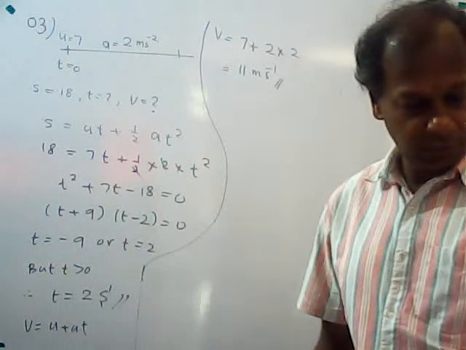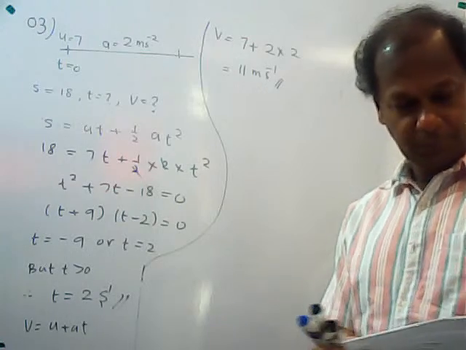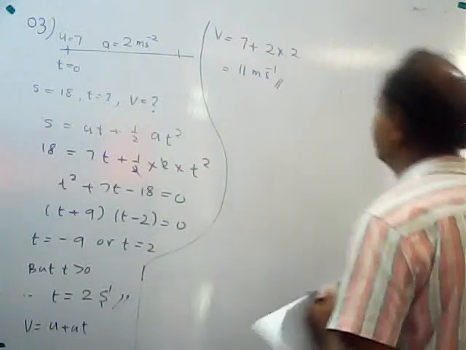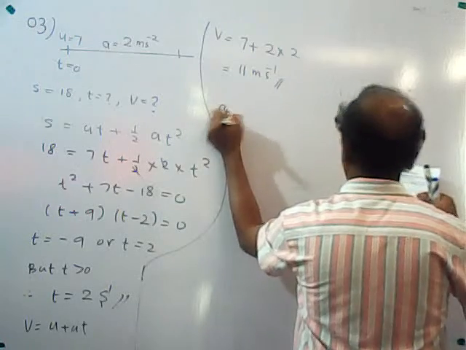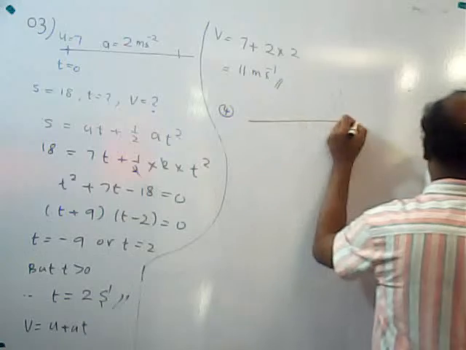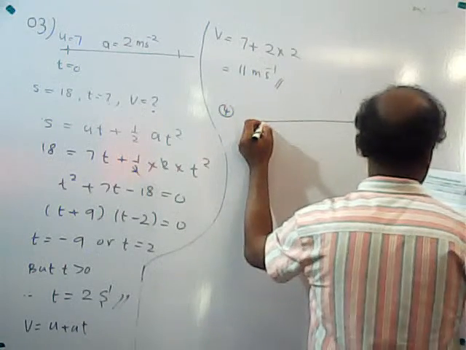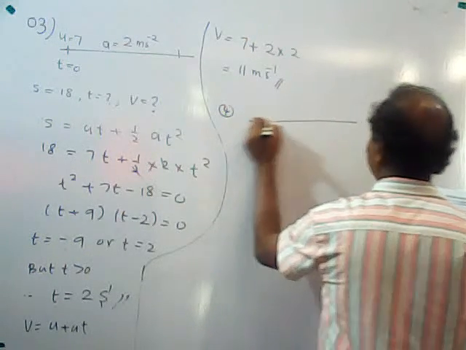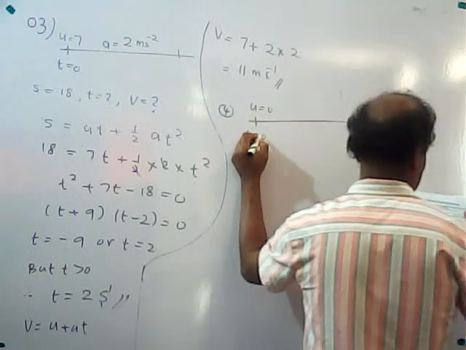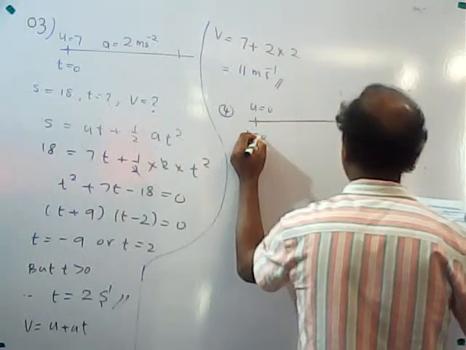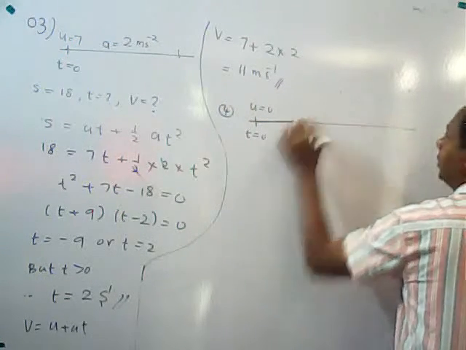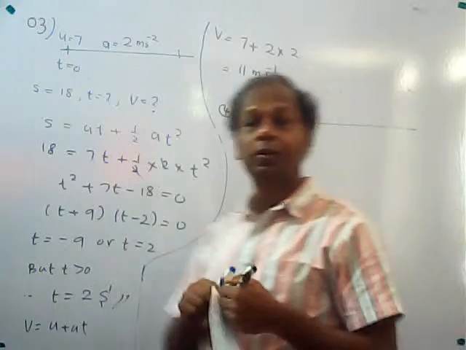Question number 3, then 4. A particle that starts to move in a straight line from rest, that is u is 0 and t equals 0, travels 19 meters in the 10th second. Question number 4.